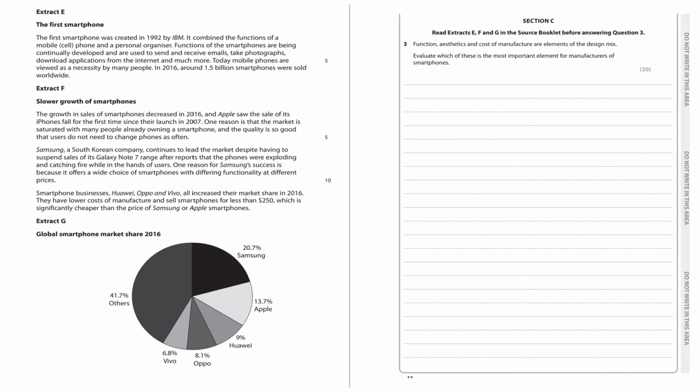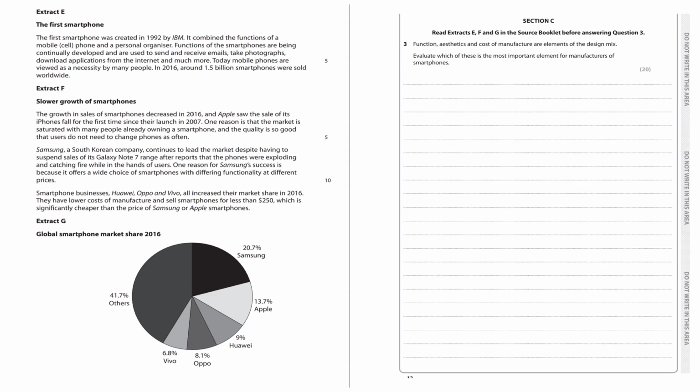Extract E. The first smartphone. The first smartphone was created in 1992 by IBM. It combined the functions of a mobile cell phone and a personal organizer. Functions of the smartphones are being continually developed and are used to send and receive emails, take photographs, download applications from the internet, and much more.